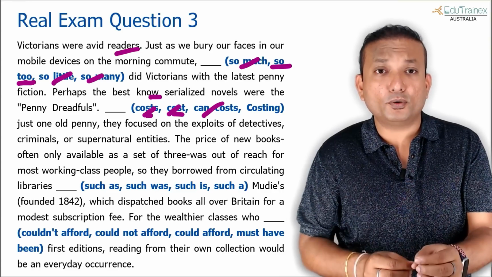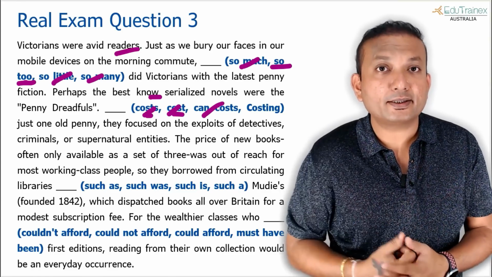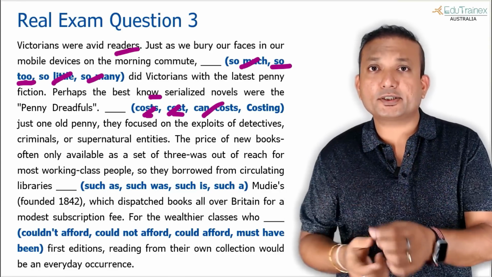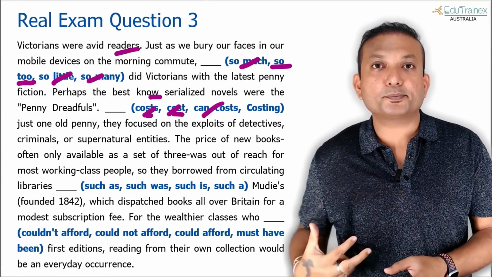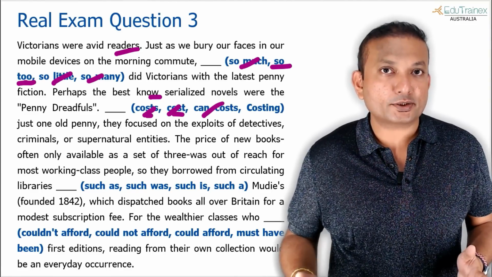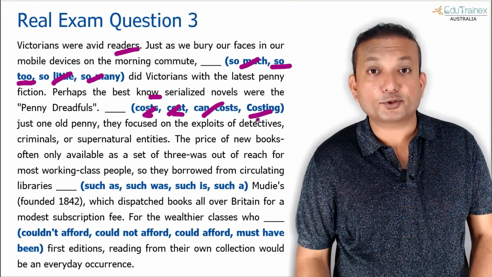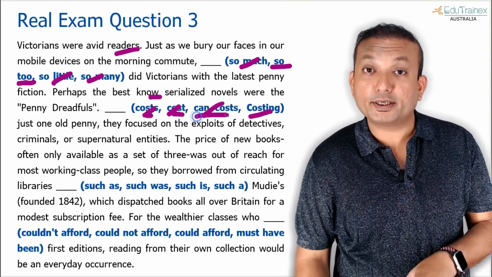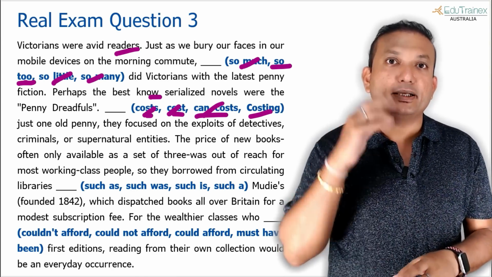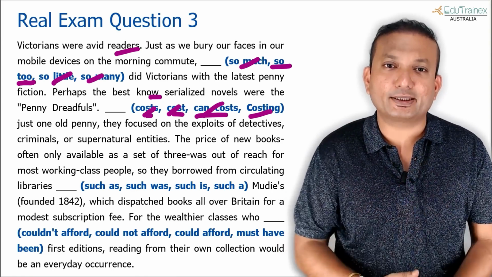Costing just one old penny, that's how you begin a sentence. Pricing at just $1, this product is capturing the markets. That's how you have to begin the sentence, and that's why this particular answer is correct. So don't fall into the trap. Okay, double word is the only odd one out, so I'll pick that one. You never begin a sentence with can.